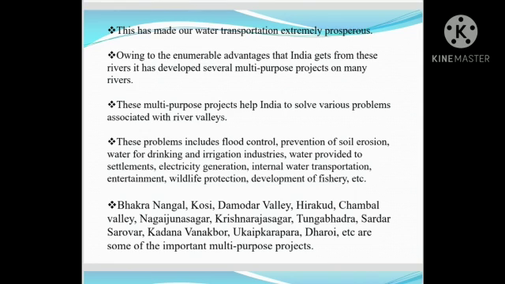These multi-purpose projects help India to solve various problems associated with river valleys. These problems include flood, prevention of soil erosion, drinking water and irrigation, industry, water provided to settlements, electricity generation, internal water transportation, entertainment, wildlife protection, development of fishery, etc. Bhakra Nangal, Kosi, Damodar Valley, Hirakud, Chambal Valley, Nagarjuna Sagar, Krishnarajasagar, Tungabhadra, Sardar Sarovar, Kakrapar, Ukai, etc. are some of the important multi-purpose projects of India.